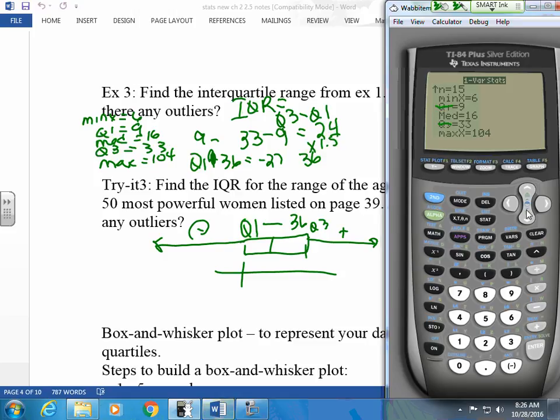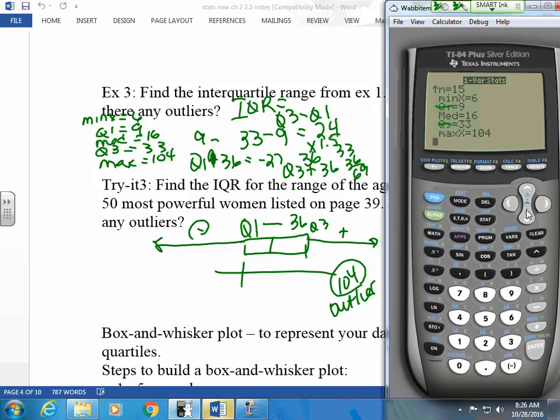Did we have any negatives out there? So, did we have any outliers on the left side? No. We're going to take quartile 3 plus 36. Quartile 3 is 33 plus 36. We get 69. Did we have any numbers greater than 69? Yes. Which one? 104. So 104 is our true outlier.